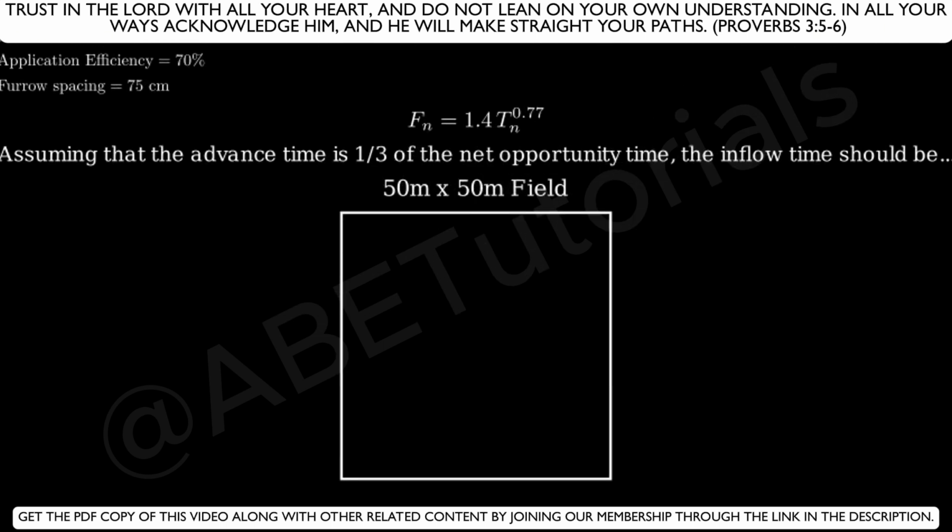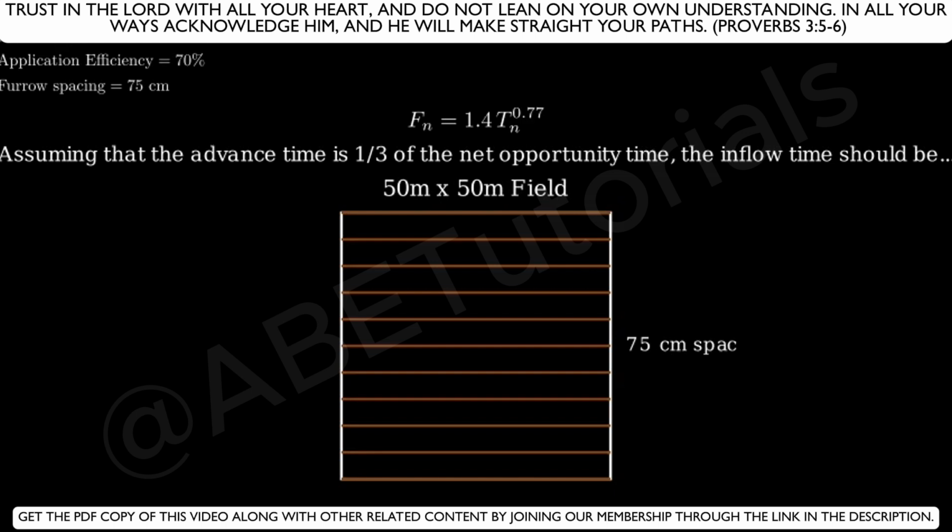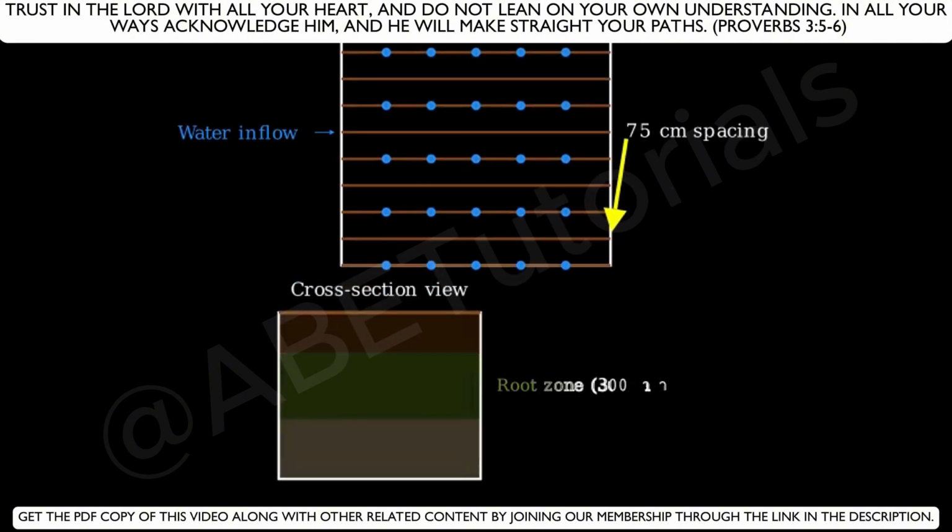Here we have a field with dimensions 50 meters by 50 meters. The field is divided into furrows, which are small, parallel channels that help distribute water across the field. The furrows are spaced 75 centimeters apart, as specified in our problem. Water flows into these furrows from one end and gradually advances along the length of the furrow. Below the surface, we have the root zone with a depth of 300 millimeters, where plants absorb water.